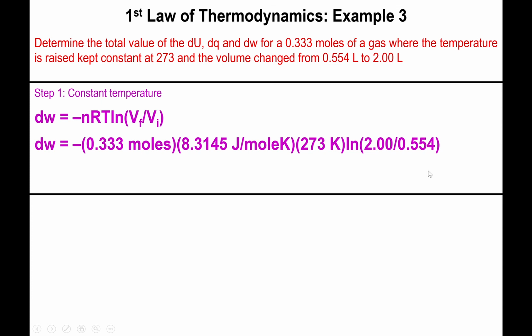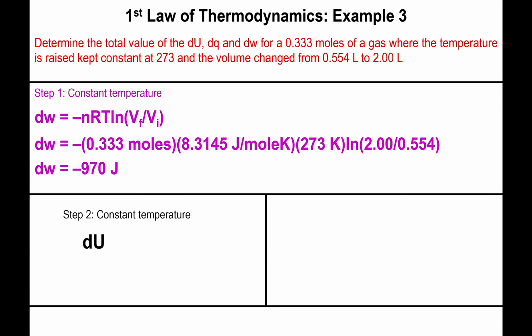Okay, so perfect. The liters cancel out. You carry out that division, followed by the natural log. You multiply by 273, multiply by 8.3145, and multiply by negative 0.333. That should yield negative 970 joules worth of work.